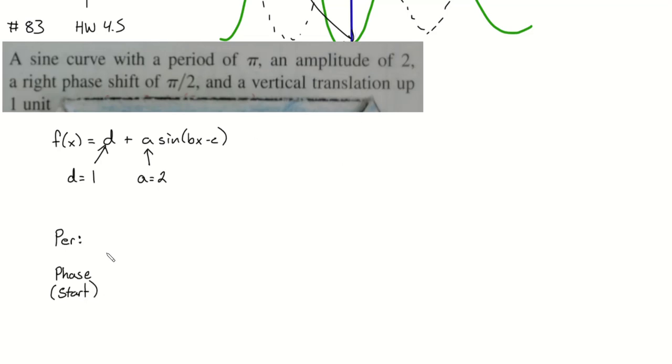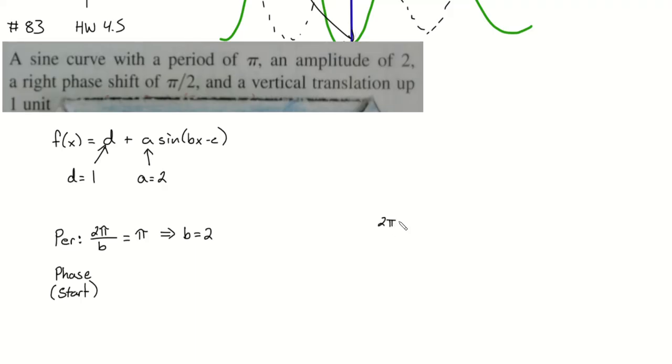If I wanted the period of any given function, how do I find it if it's sine or cosine of some graph? 2 pi over b. This is how we get the period, right? And what is the period of our graph? Pi. If only we had an equation that had one unknown and the only unknown was b. Oh, what's b? 2. Multiply by b, divide by pi, we get b is 2.